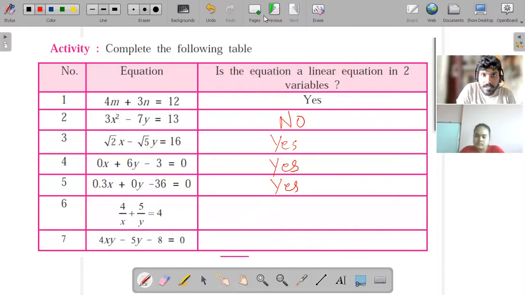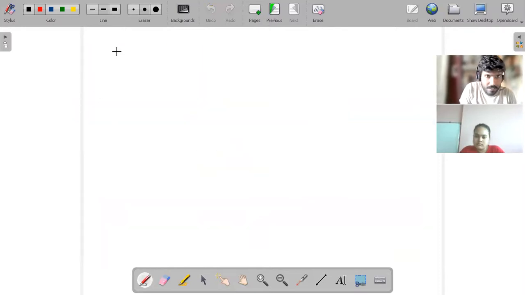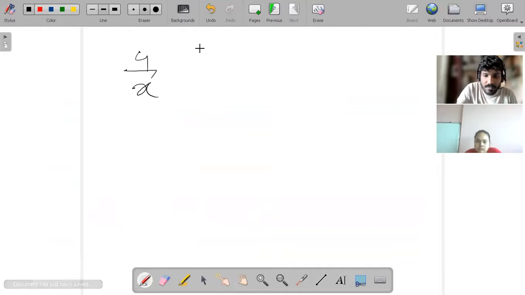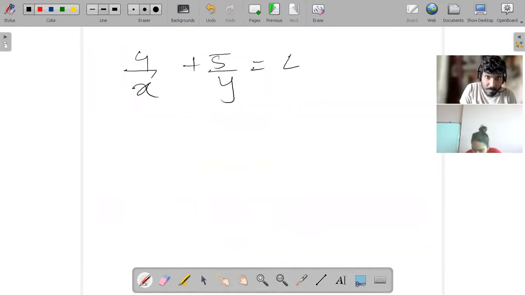Well, let's see why sixth one. Actually, sixth one is not a linear equation. So it is 4 upon x plus 5 upon y is equal to 4. What is the degree of a fraction? We'll have to do little bit simplification of this, and then you'll come to know what is the degree.